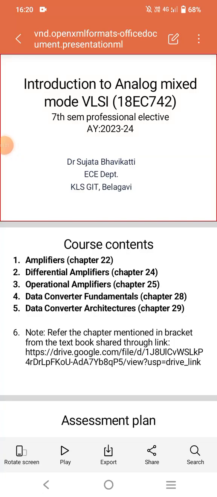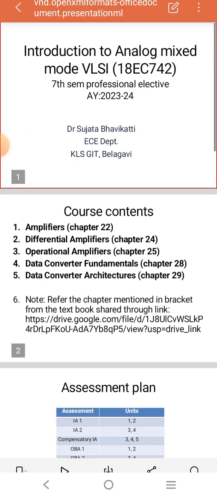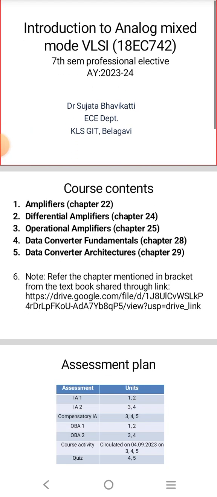Today we'll start with an introduction to analog mixed mode VLSI. This is a professional elective with the subject code 18EC742. I've already given the importance of it, the job opportunities, and the salary criteria, so that introduction part is already covered. I'll be starting with, not exactly the syllabus, but an introduction to the course.